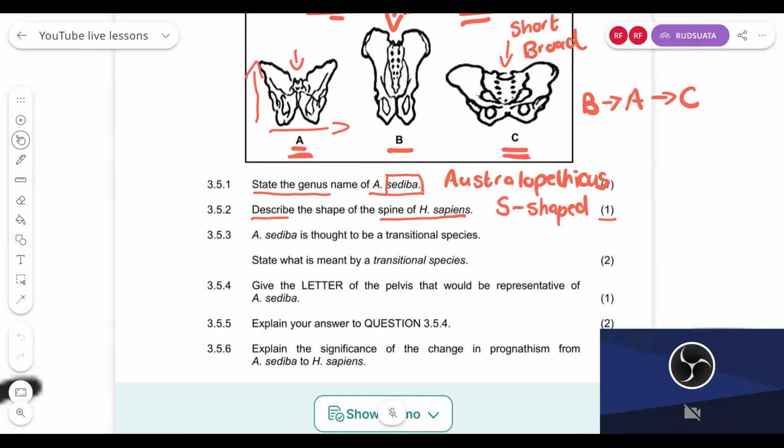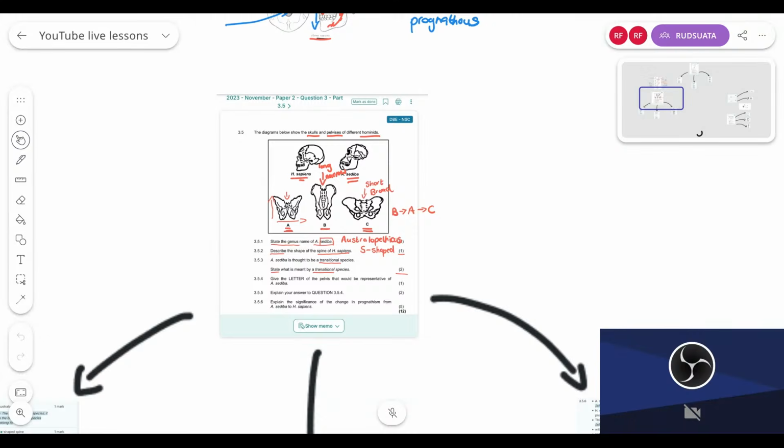It then says for number 3, A. sediba is thought to be a transitional species. State what is meant by transitional. It's for 2 marks, which means you need to mention 2 things. Now, a lot of you probably out there are thinking, well, how do I get 2 marks? And I don't understand how to provide that answer. And that is where I think StudyClix is really different. And I've actually put the answers below here for us to reference.